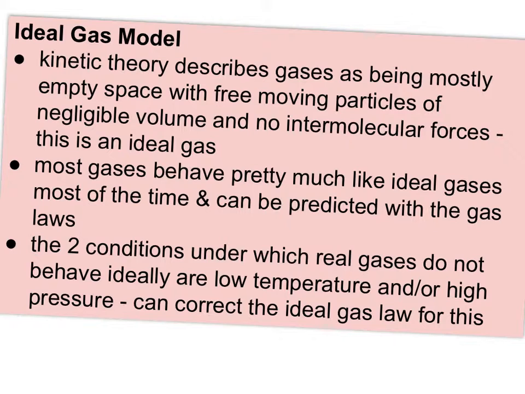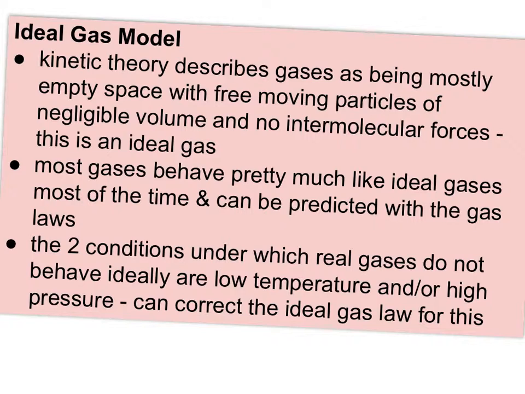I also want to point out there's 2 conditions under which real gases tend to deviate or not behave ideally. And that's when the temperature gets extremely low and or the pressure gets extremely high. And if you think about it, under either of those conditions, the gases are going to be moving much closer together, getting much closer to that phase change of becoming a liquid. And so as the particles move closer together, now that negligible volume is going to become noticeable because the space between the particles is decreasing.